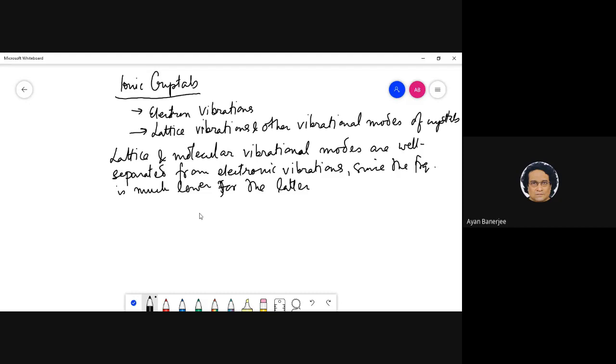Classically, there is no problem. I'm just saying that I'm giving very low energy, so the electrons are vibrating, but I'm not giving enough energy to basically induce other sort of higher energy transitions.